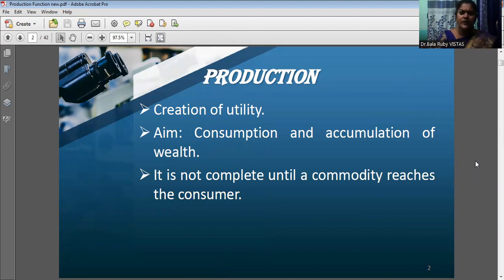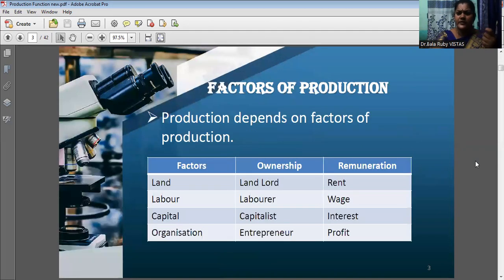At the same time, accumulation of wealth. So they are producing some book because most of the consumers need this book. So in each and every production, the ultimate aim is consumption. At the same time, accumulation of wealth also. They are producing machinery because they want to accumulate wealth. They want to produce any equipment or tool because they want to accumulate wealth. This production process is not at all complete until a commodity reaches the final consumer. So when a commodity reaches the final consumer, only then does this production process complete.